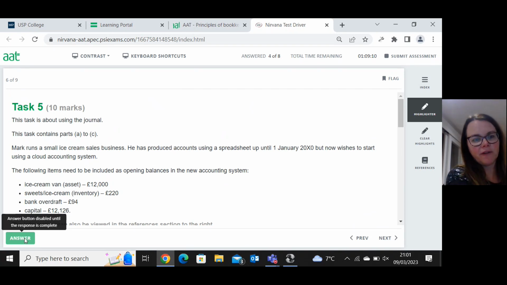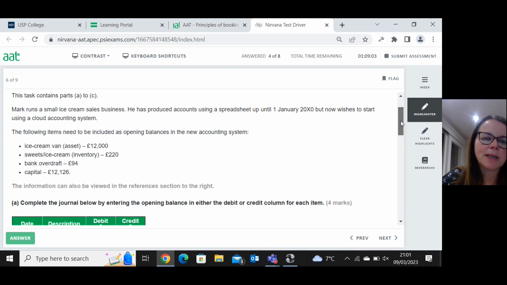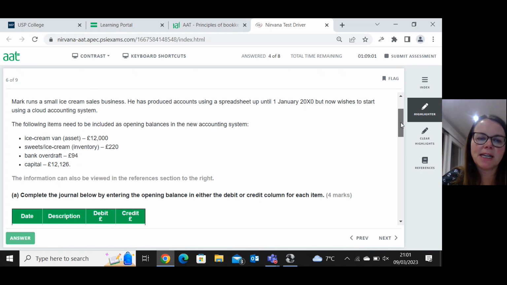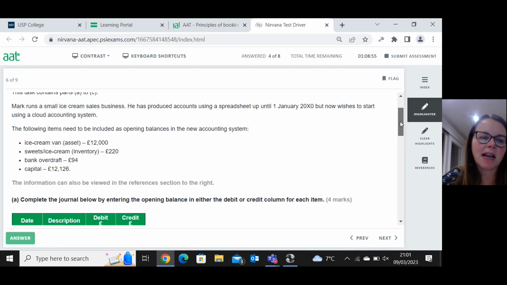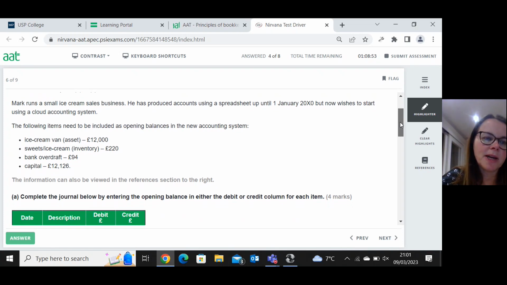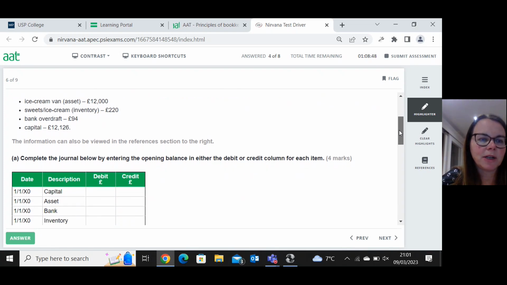Right, task 5 is about using the journal. So Mark runs a small ice cream sales business. He has produced accounts using a spreadsheet up until the 1st of January X0, now wishes to start using a cloud system. The following items need to be included as opening balances. Right, so this should be quite straightforward. So the capital there, 12126, we know that's a credit. We're just using dead click. Oh, I don't need the highlighter anymore, get rid of that.